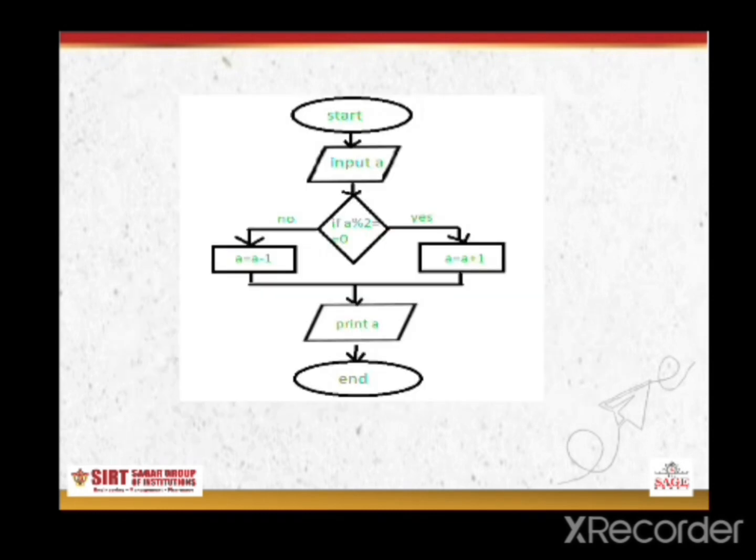As I already told you, for the start and end of the process, we use the oval-like shape. For the decision, we use a diamond-like shape. For the process, we use a rectangle, and whenever we want to give input and output, we use a parallelogram. So this is the flowchart.